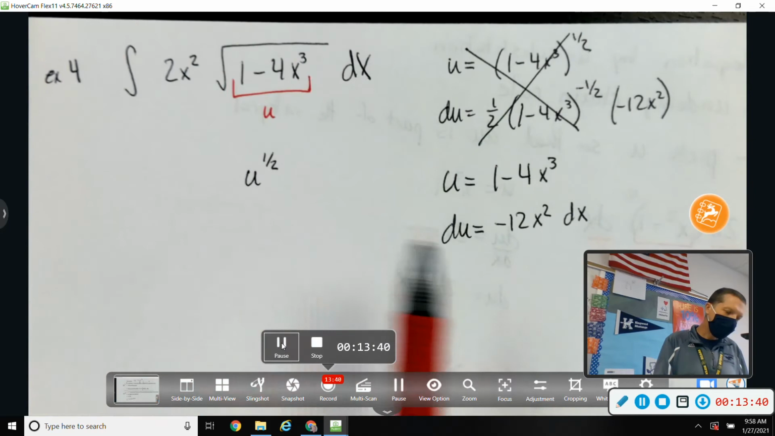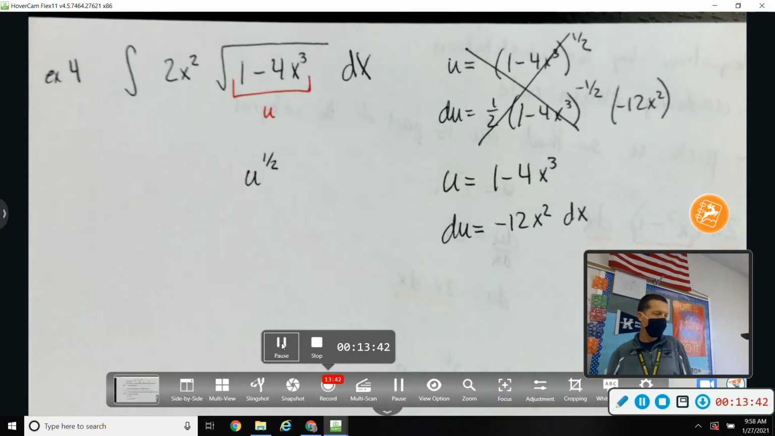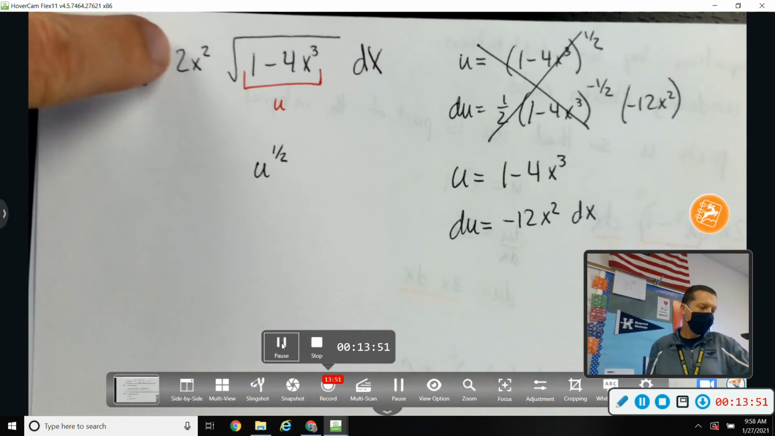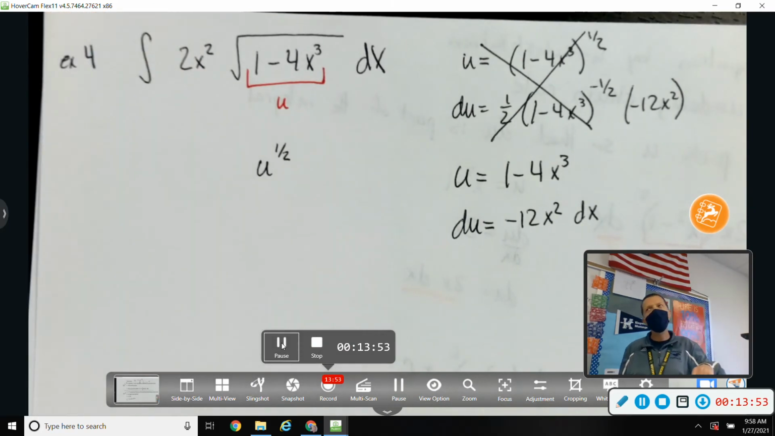I would like negative 12x squared. I've got 2x squared, so that's pretty good. Right? I can fix constants. I can't fix x's. So you can't put an x on the inside and a 1 over x on the outside. You can't do that with variables. You can do it with numbers, but not with variables.